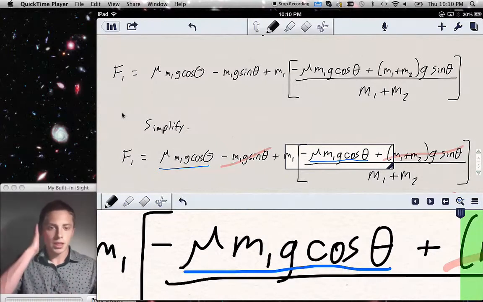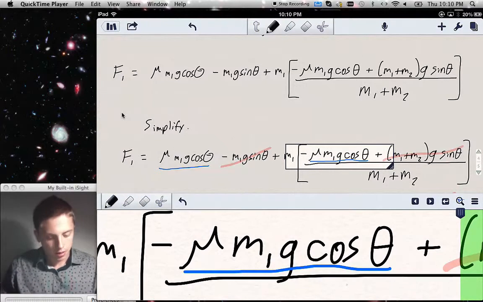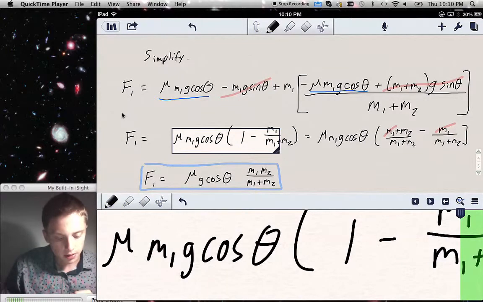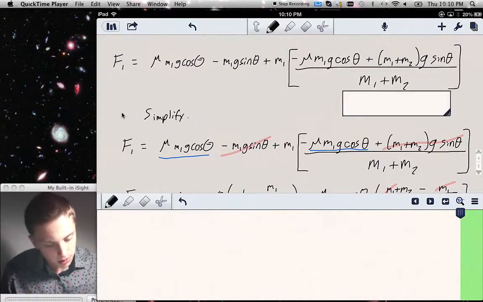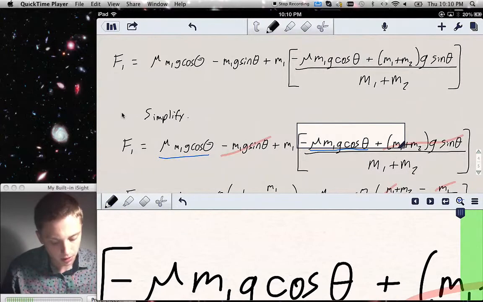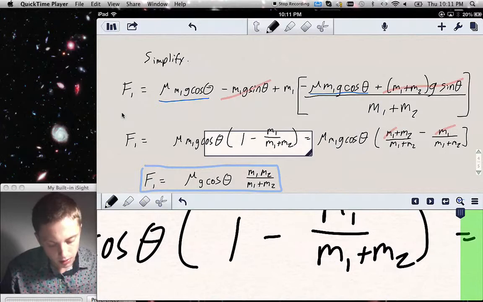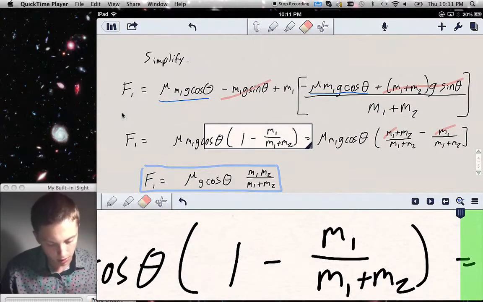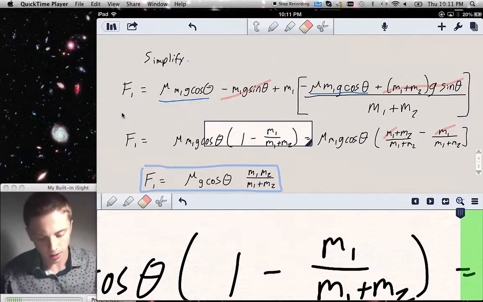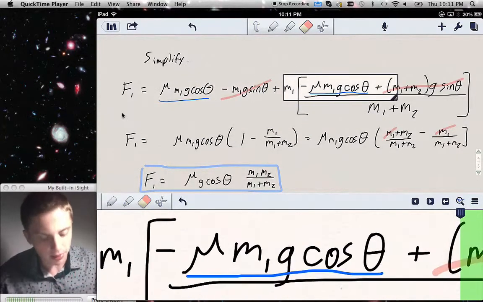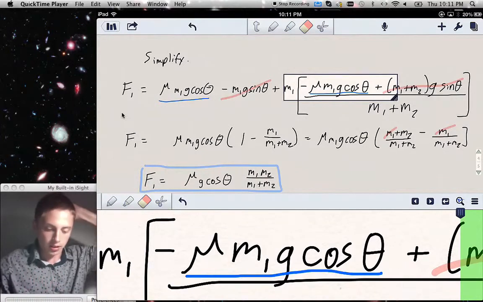Okay, so let's go ahead and in this next step, let's go ahead and factor out. All right, so I think there's a mistake. No, that's right so far. Except this here should say, oh no, that's fine. This is all right. Okay, good. So notice that each of these terms have the common factors of mu m1g cosine theta.